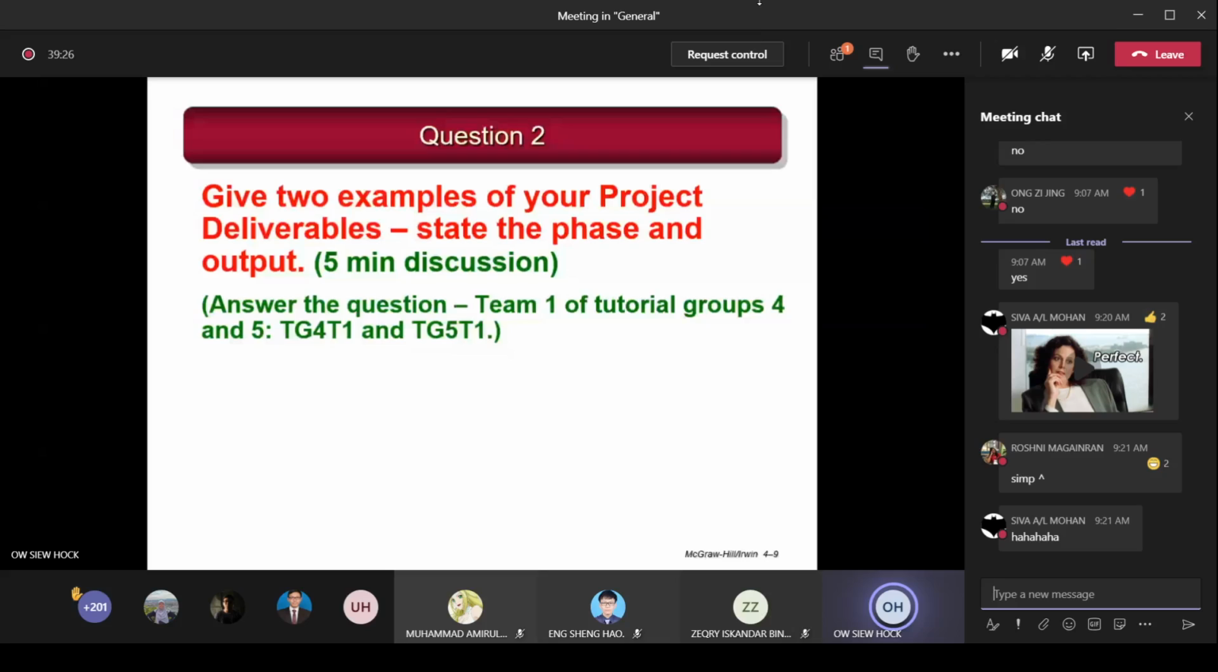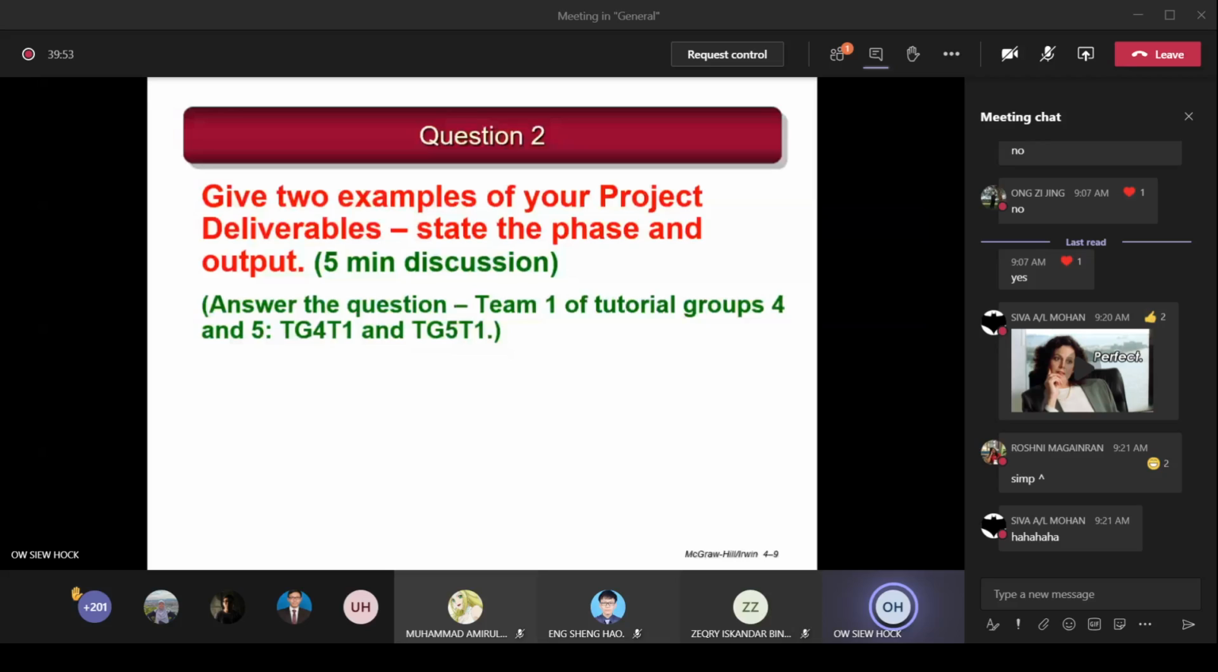This time I want the answer from team 1 of tutorial group 4 and group 5. So it's TG4 T1 and TG5 T1. I give you 5 minutes to prepare, and the other teams also have to prepare. If you want to give me an answer, you can. If you do not, you can listen to these two teams' answers and then check whether you prepared the deliverables correctly for each phase.